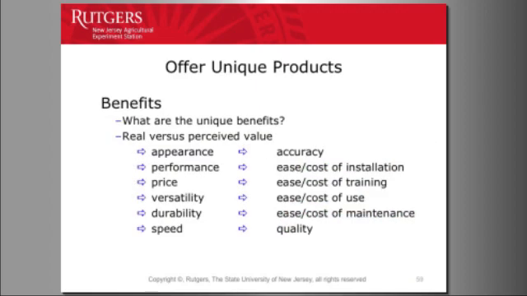Okay, people that are successful in the business offer unique products, and what are the unique benefits of those products? Well, is it real or perceived? It doesn't matter, if the customer perceives it. But things to look at are appearance, performance, price, versatility, durability, speed, accuracy, ease of installation if you're selling plants outdoors, ease of training, ease of use, cost of maintenance. More and more people don't want to get their hands dirty. They want you to do things for them. So this offers a lot of potential for people producing flowers.